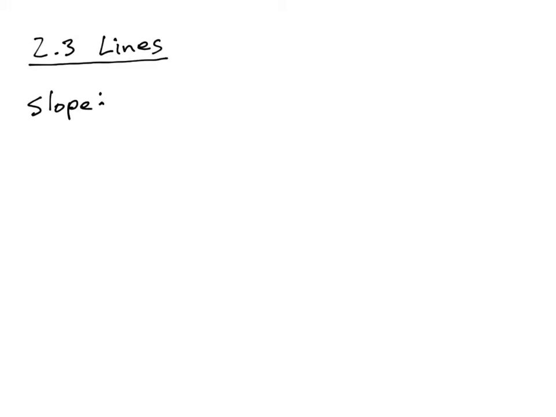This video covers section 2.3 in the book, which is all about lines. So the first thing to discuss with regard to lines is the slope of a line. There's a few different ways we can define the slope.